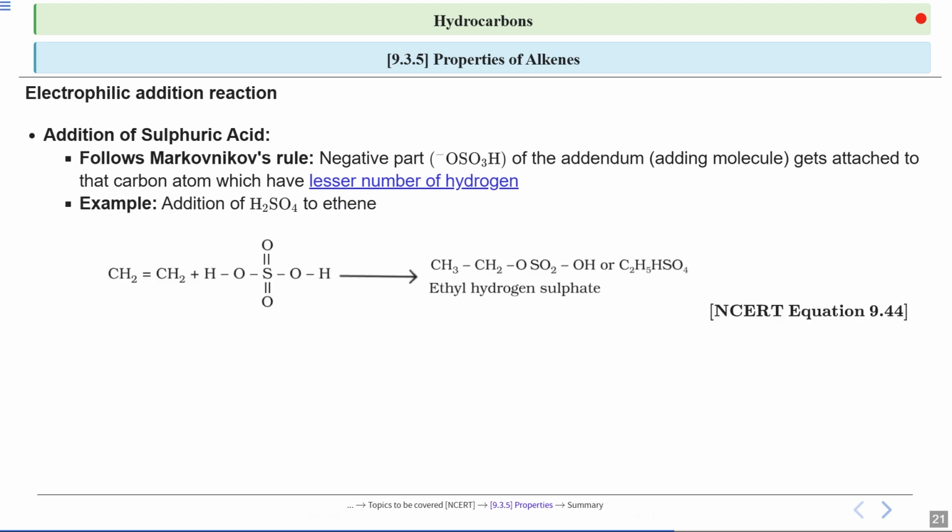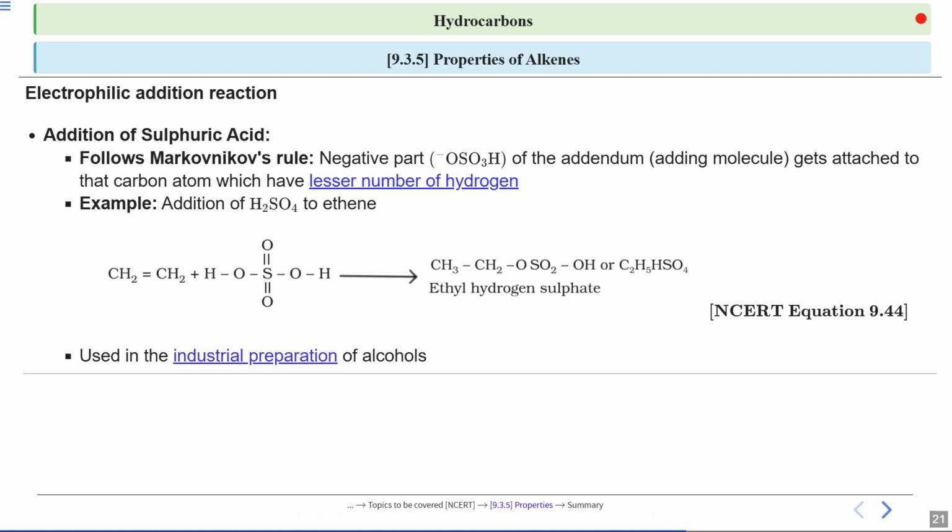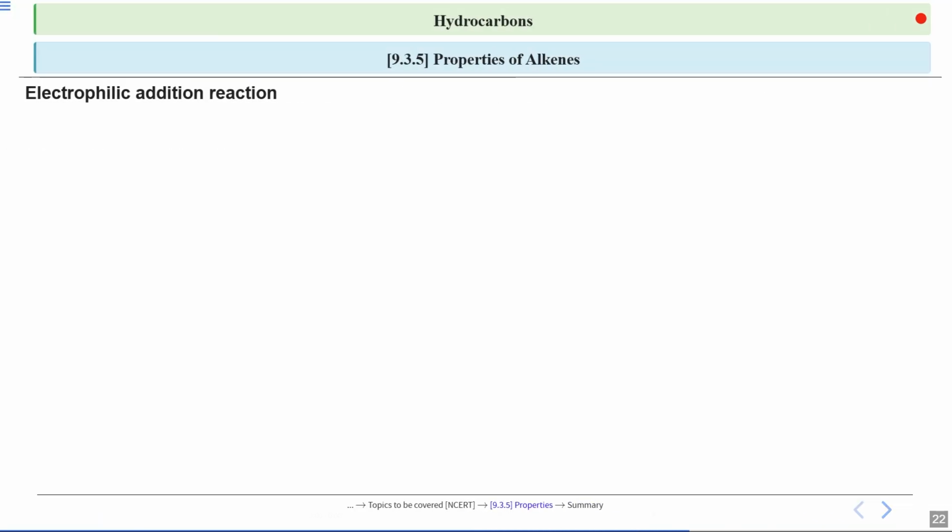Here is an example of that. You can see H2SO4 is getting added to ethene to form ethyl hydrogen sulfate. Here we don't have to worry about the end product because it will be same due to the symmetrical nature of the alkene. Now this process is used in the industrial preparation of alcohol. Let us move on further. So, we have seen a case of symmetrical alkene where the end product is not affected by Markovnikov or anti-Markovnikov rule.